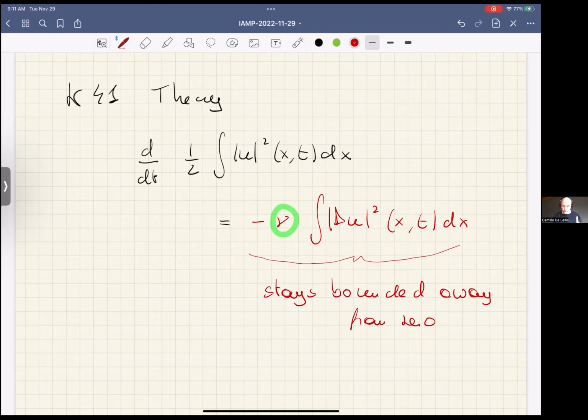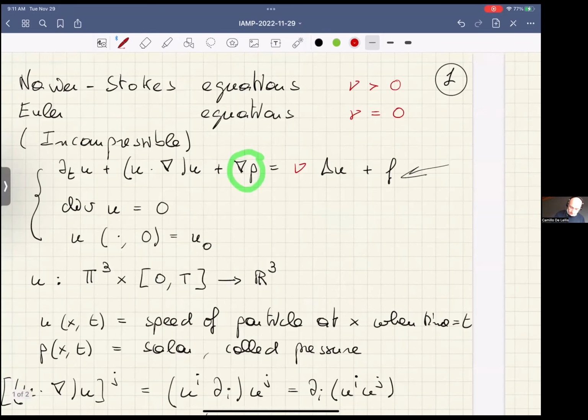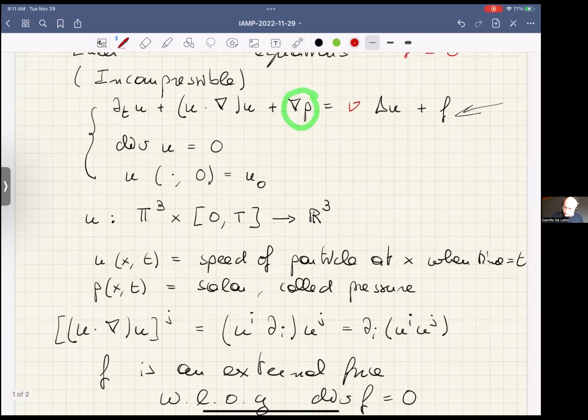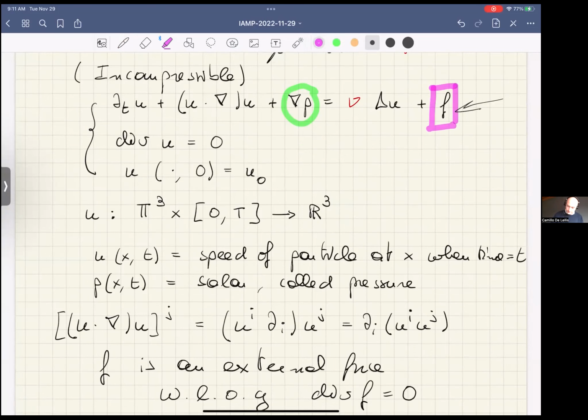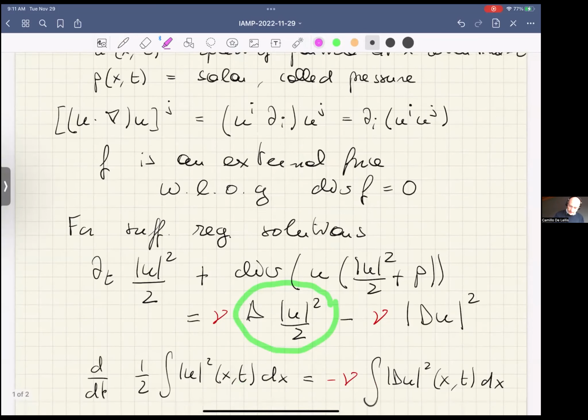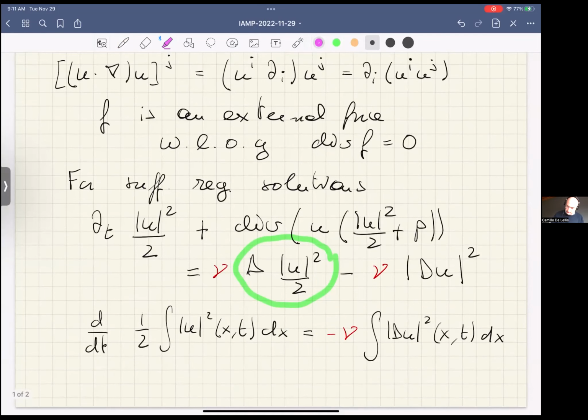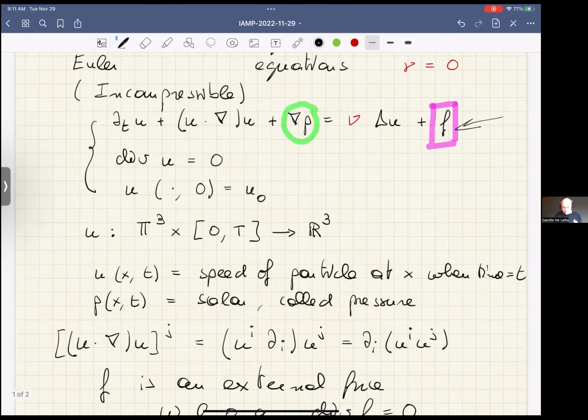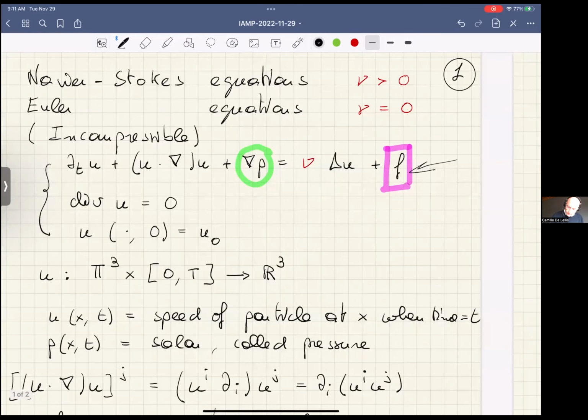Oh, of course, I forgot about this so far. All of this is if the force were absent, but I actually have a force. So when I have a force, I have to add a few terms over here. One term is going to be this one here, and of course another term is going to appear over here when I integrate in space. But the usual formulation of the K41 theory is when F is equal to 0.